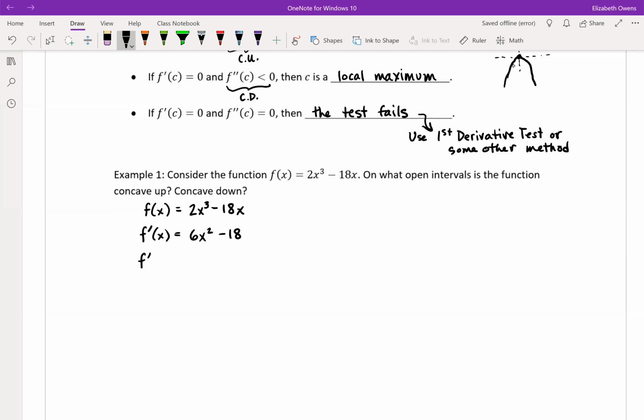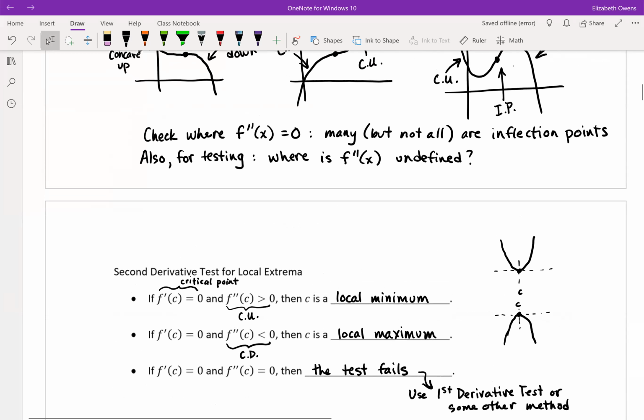And then our second derivative, which we know we're going to need because we are looking at concavity here, and concavity relates to the second derivative. So f double prime of x is going to be 12x. Now, for testing our second derivative, remember that we want to look at where the second derivative is undefined, and also where the second derivative equals 0, because we could have inflection points there.